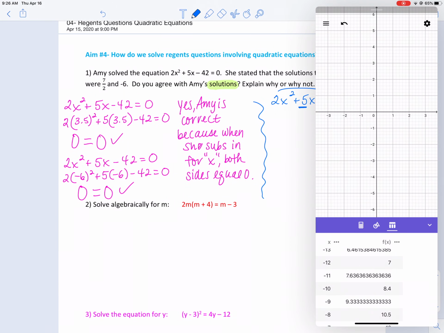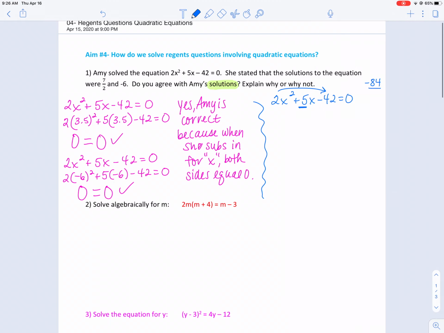12 and 7. Okay, so let's say positive 12, negative 7. Now I'm going to split my middle. I'm going to keep my 2x squared, put my 12x first, my negative 7x second, bring down my minus 42. And now it's double grouping.